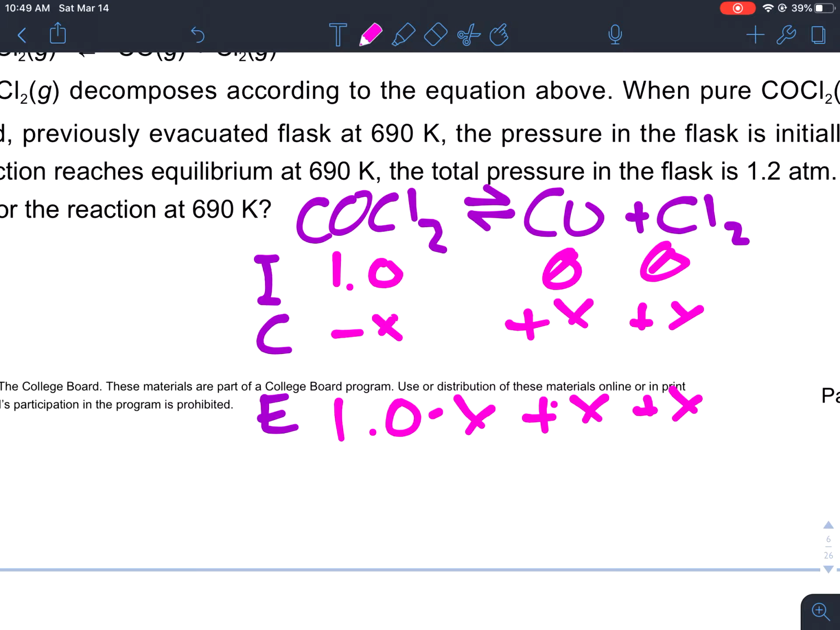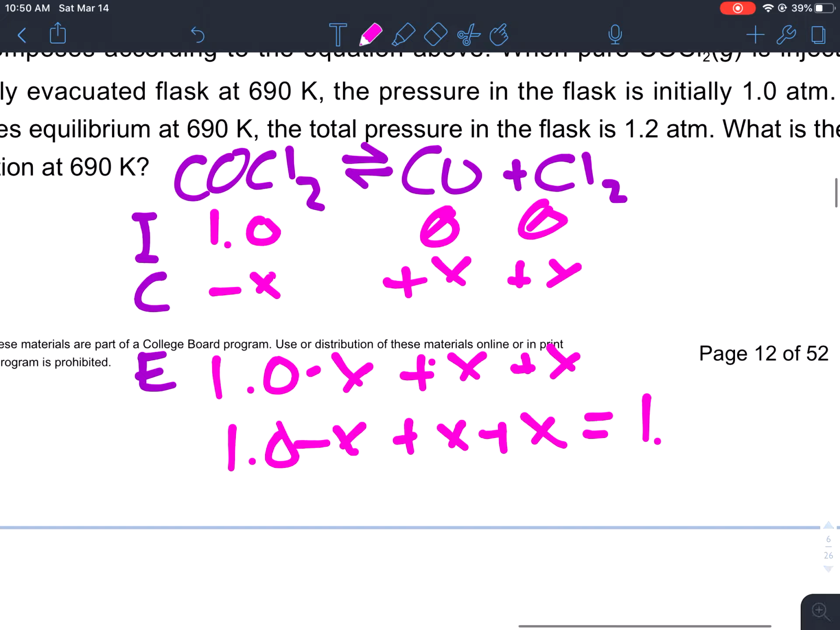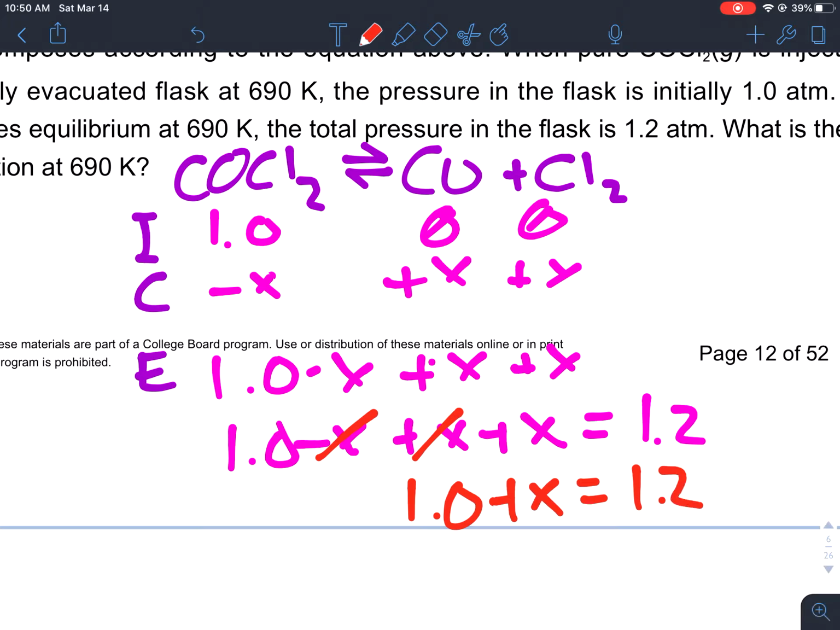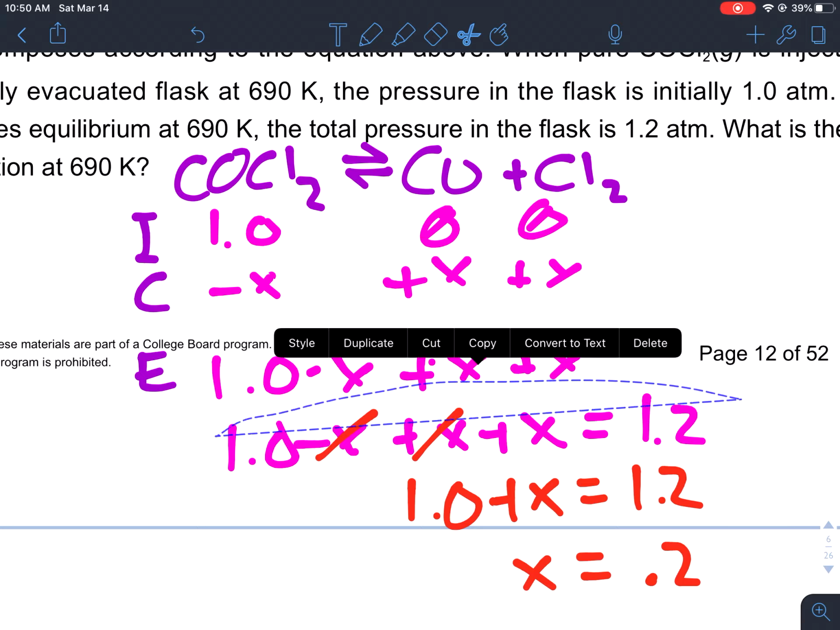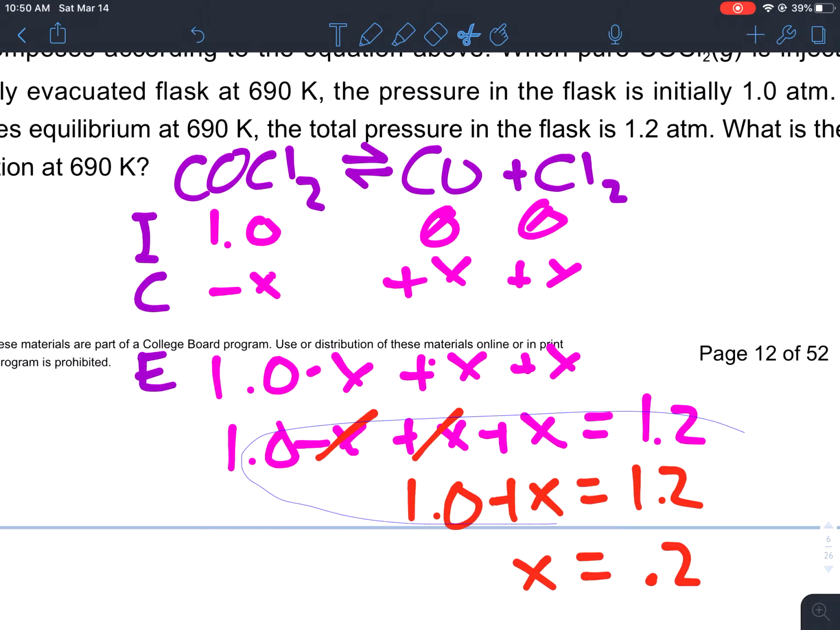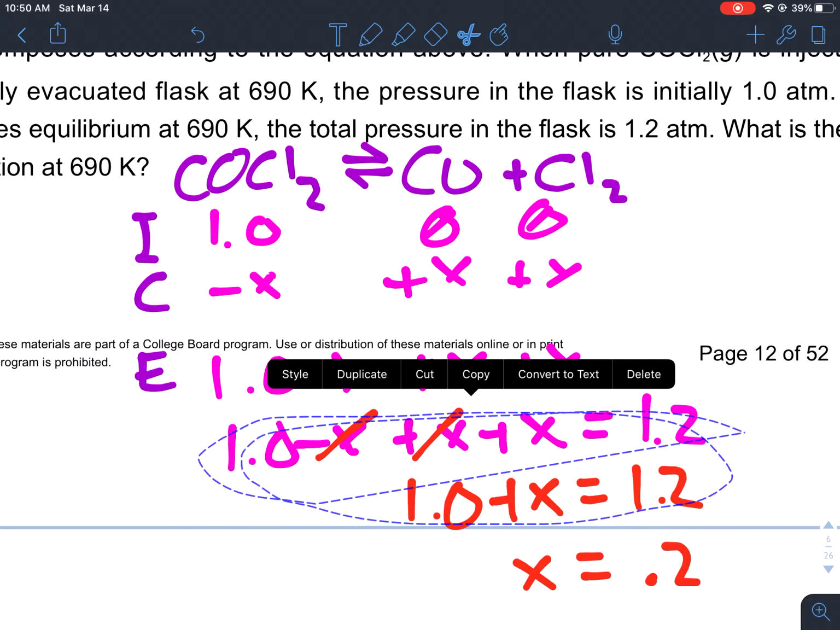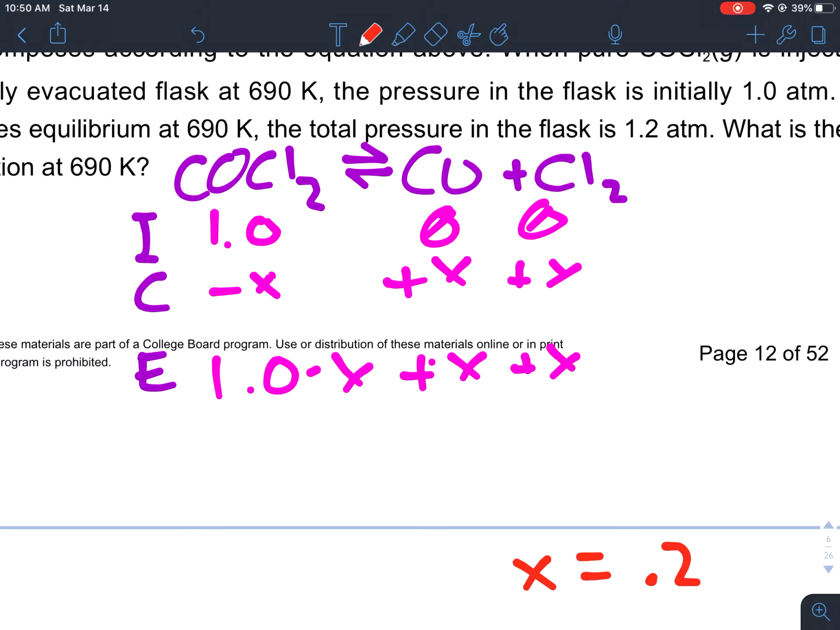And if it gives you the total pressure, well, this is all the pressures combined. This is equal to 1.2 atm. Now notice this x and this x are going to cancel out, so you have 1.0 plus x is equal to 1.2. In other words, x is equal to 0.2. All right, I'm going to plug these values in. Now that I figured that out, your values here are going to be 0.8, 0.2, 0.2.